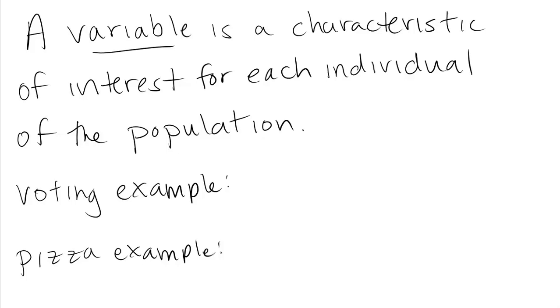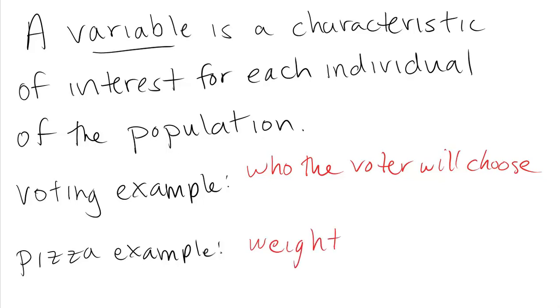A variable is a characteristic of interest for each individual of the population. It's the thing that you're interested in, what you want to know about. In the voting example, it was who the voter is going to choose. That will vary from person to person. In the pizza example, it's the weight. The weight of each pizza is going to vary based on its size, based on its toppings, just by chance, because the person making the pizza might have put just a little bit more sauce or a little bit less cheese or whatever. Those are the things that vary, and so we call that a variable.